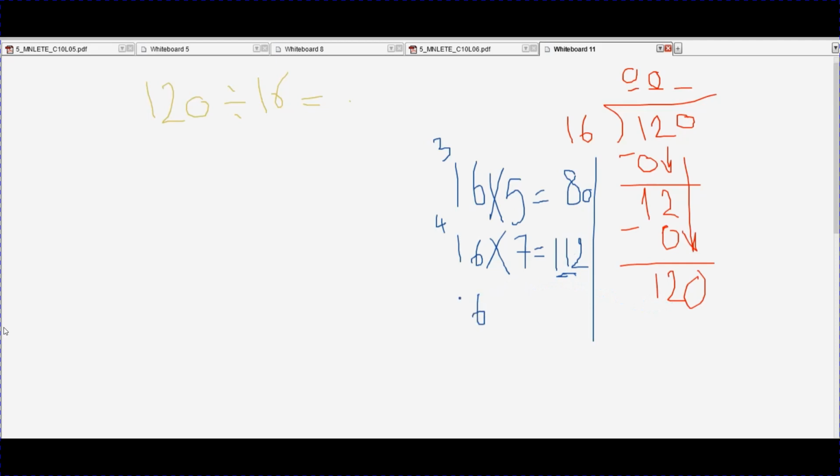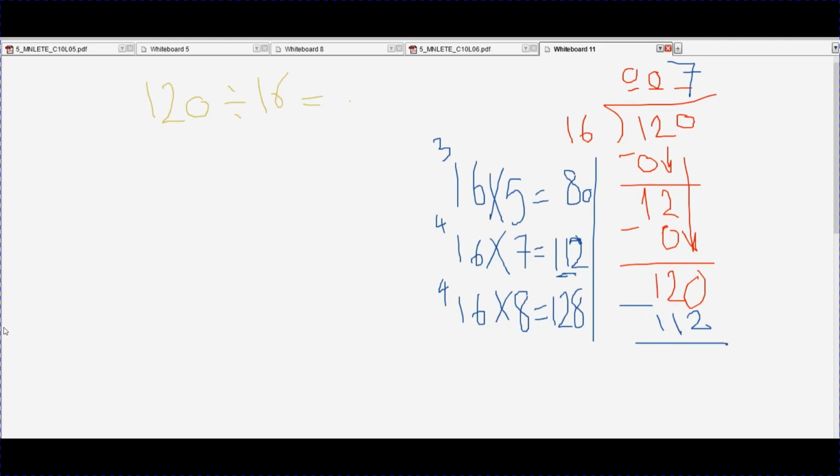So it will be 16 multiplied by 8. 6 multiplied by 8 is 48, 8 and carry 4. 1 multiplied by 8 equals 8, and 4 equals 12. Here you have 128. We can't take 128 because it's greater than our number, which is 120. So you have to pick a number smaller than 120, which is 112 here. So bring up 7 and down 112.